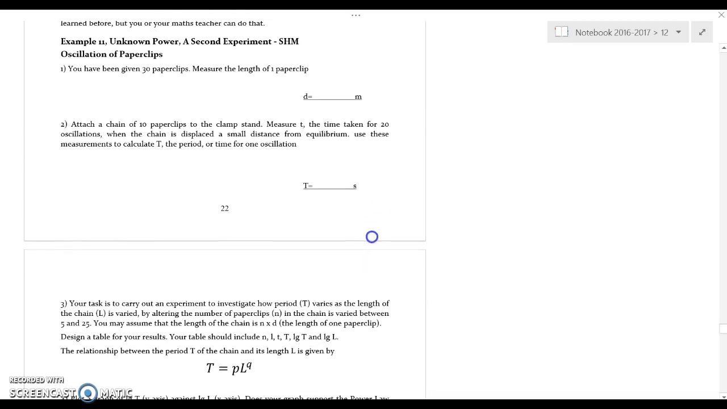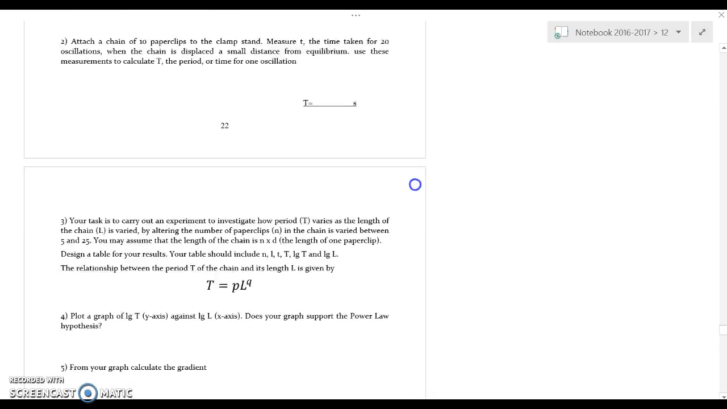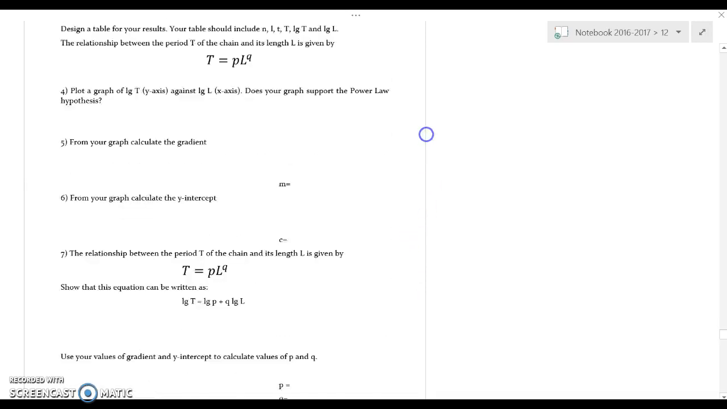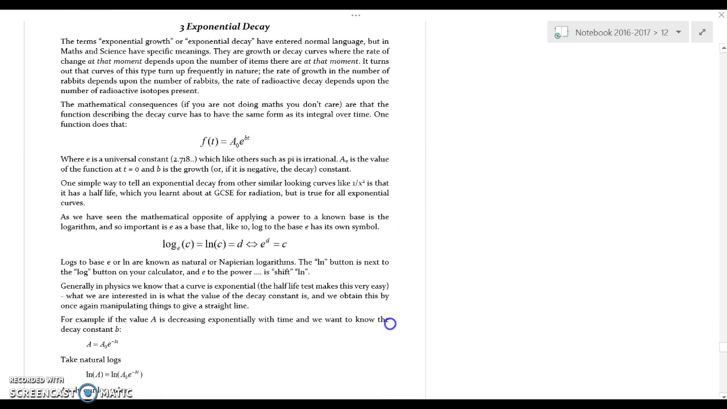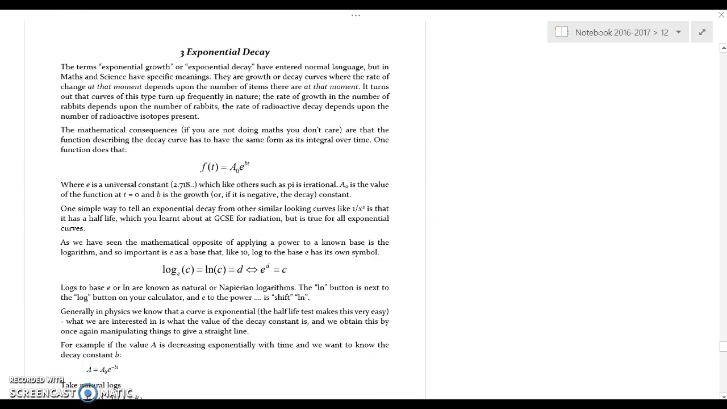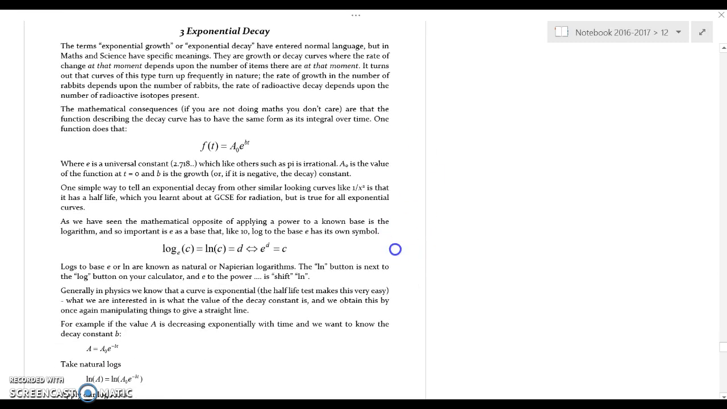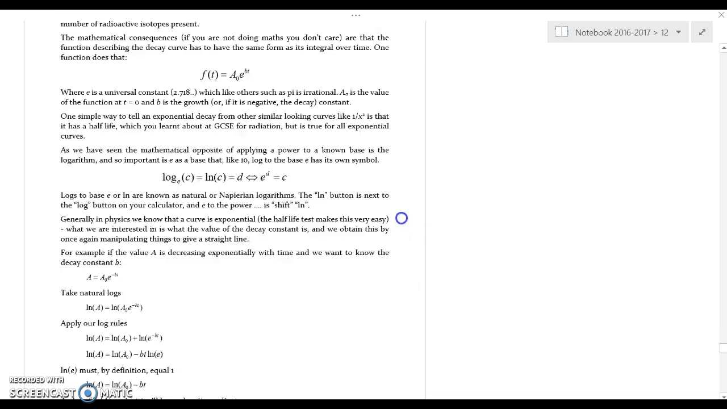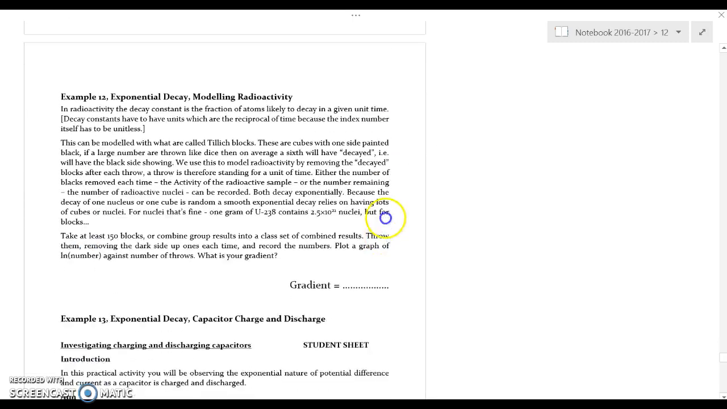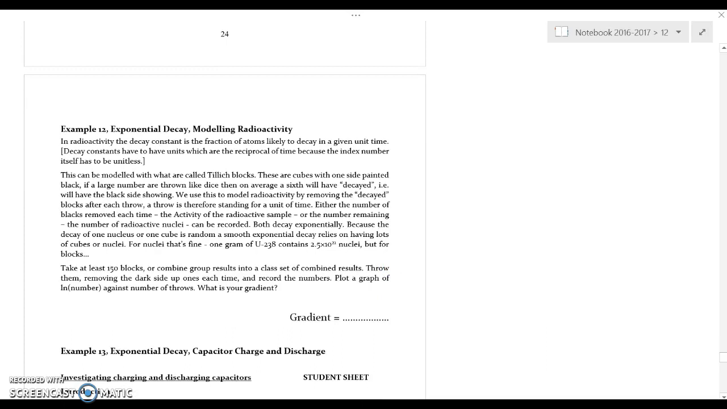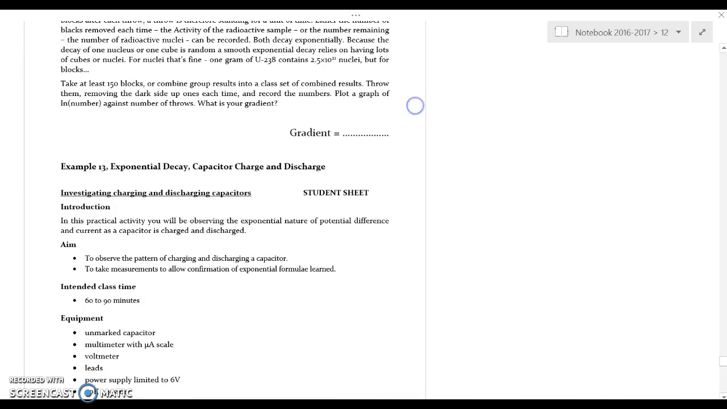In this example, example 11, it deals with an experiment. We're going to do this experiment in class, either with me or with your other teacher, so I'm not going to cover that here. Here are some things about exponential decay. This is interesting. You would have studied this briefly at GCSE. Example 12 has to do with the experiment, which we'll do in lessons, either with me or again with your other teacher. Again, I'm not going to cover it here.